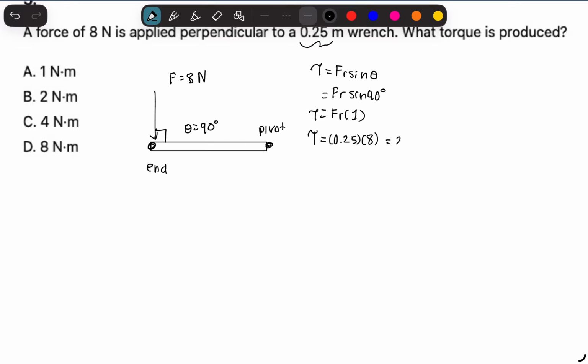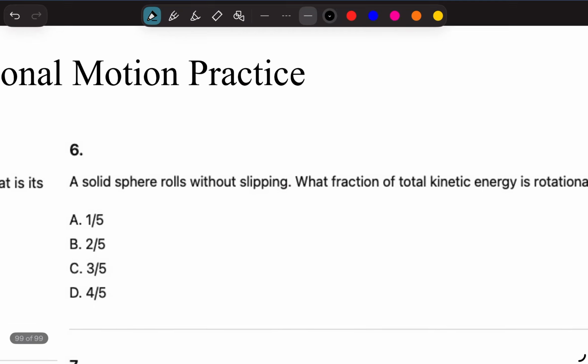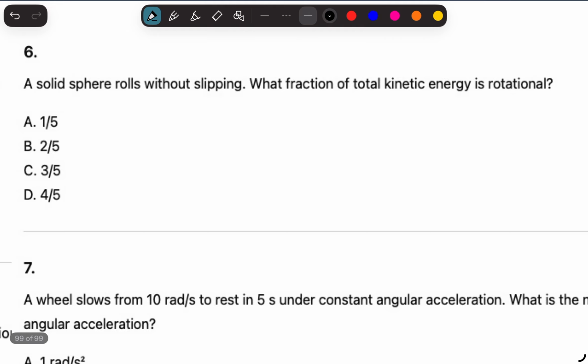And that's equal to 2 newtons times meters, which is equal to option B. Now for our next question. A solid sphere rolls without slipping. What fraction of total kinetic energy is going to be rotational?